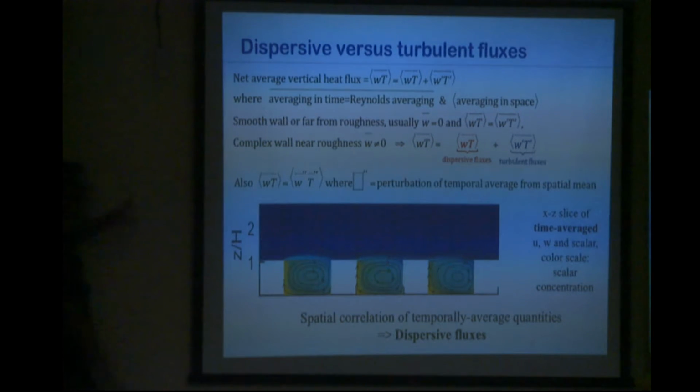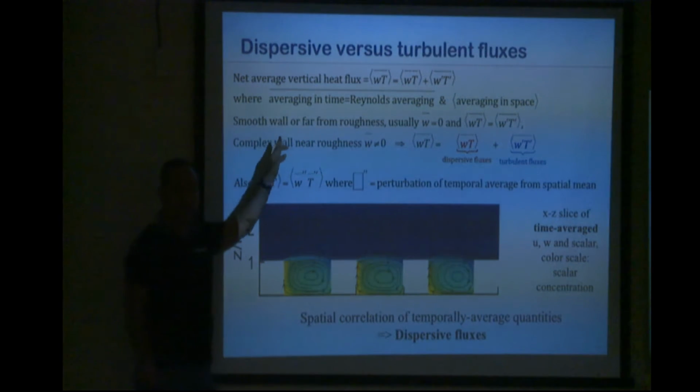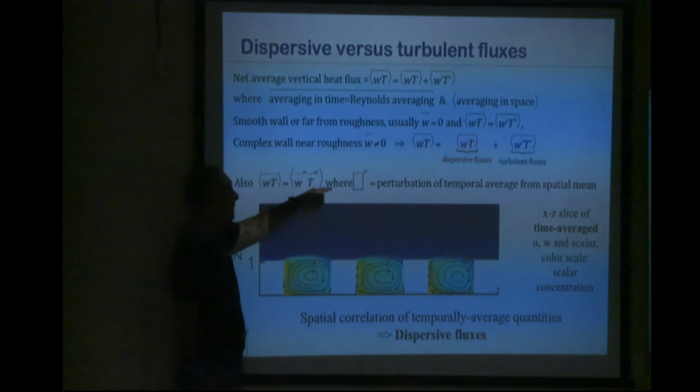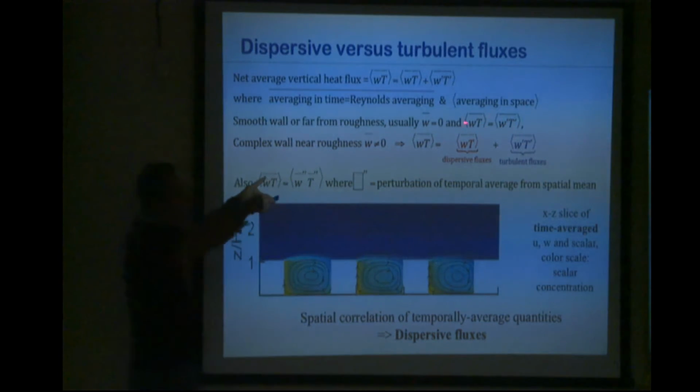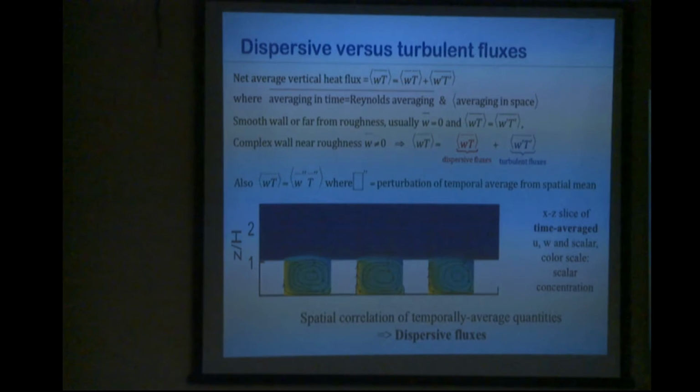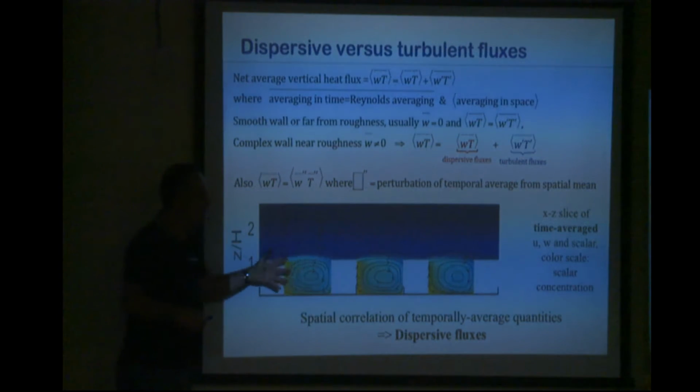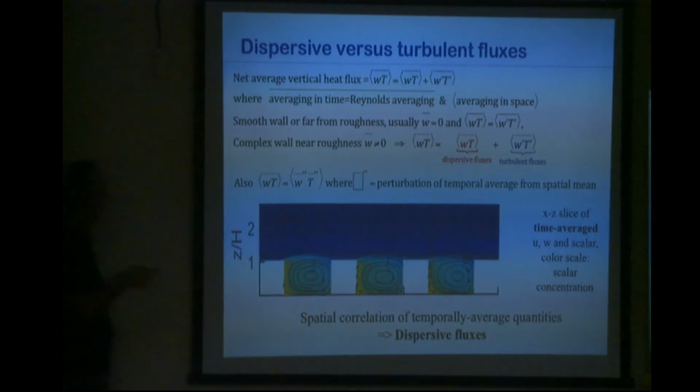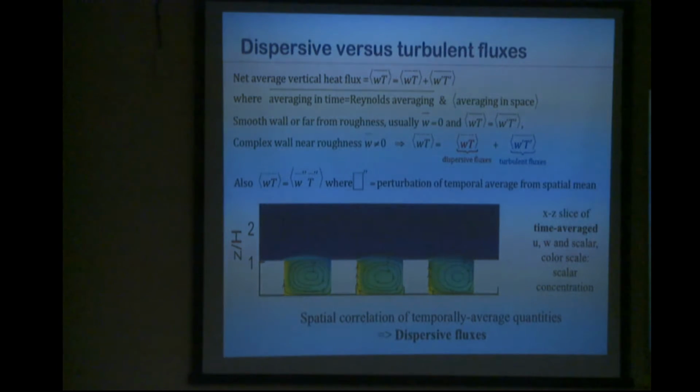Now, again, for a smooth wall or far from the roughness, if you're at twice the height of the buildings, W is equal to 0, and your eddy covariance gives you the correct fluxes. However, if you're doing LES and you're interested more in the region near the buildings, in this region the average W is not 0. For example, here you see circulations where obviously W is very large, and you cannot assume that W is 0. So this term is not 0, and this term is what in complex flows we typically call the dispersive fluxes.